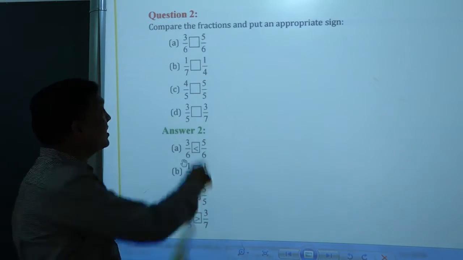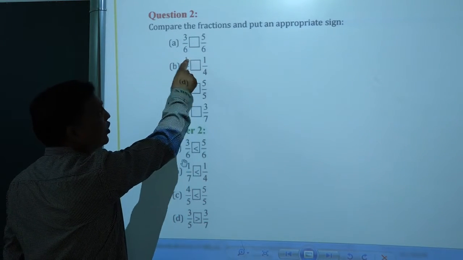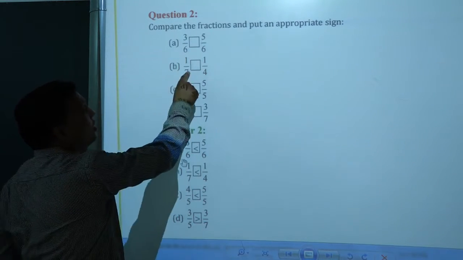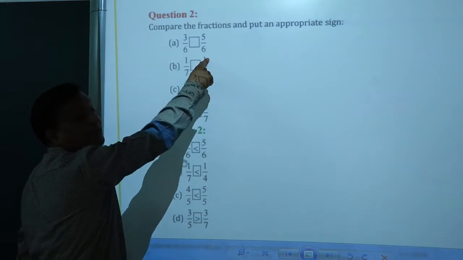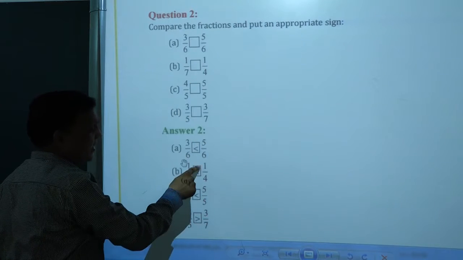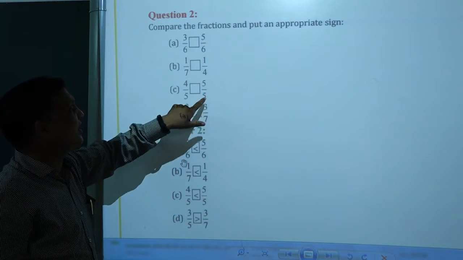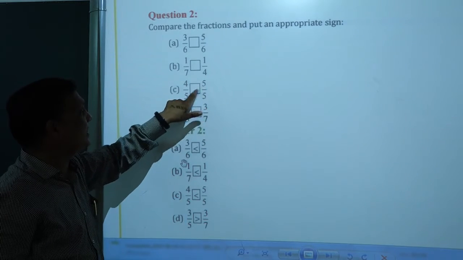Please pay attention. I cross multiplied this 1 upon 4. 1 multiplied by 4, this we assume as 4. 7 multiplied by 1, we assume this as 7. So 7 is greater. So 1 upon 4 is the greater. Next, 4 upon 5 and 5 upon 5, same denominator, so 5 upon 5 is the greater.